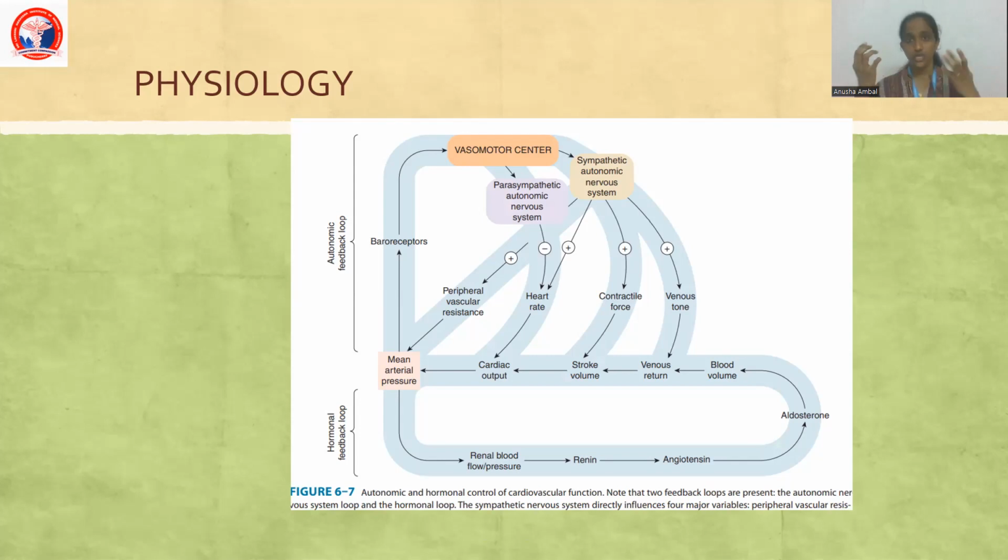What does aldosterone do? It retains sodium and eliminates potassium. By all these mechanisms, it helps in increasing the blood volume. Whenever the blood volume is more, the venous return is more. Whenever the preload is more, the stroke volume is more. Whenever the stroke volume is high, the cardiac output is high, and thus the mean arterial pressure is high. It's a very beautiful picture, which shows the physiology of how the homeostasis of blood pressure is maintained. Excellent diagram, very nice.